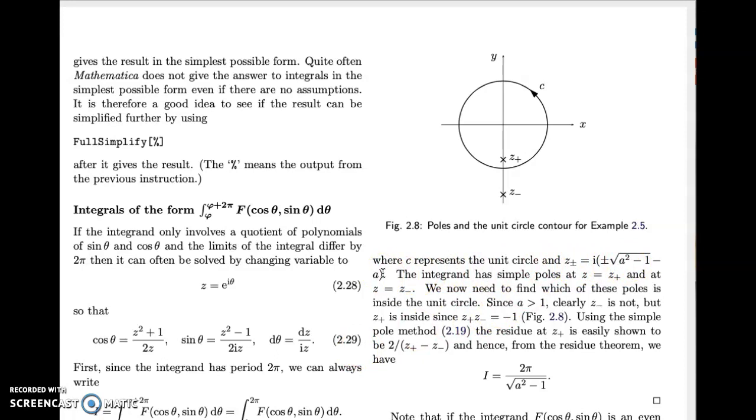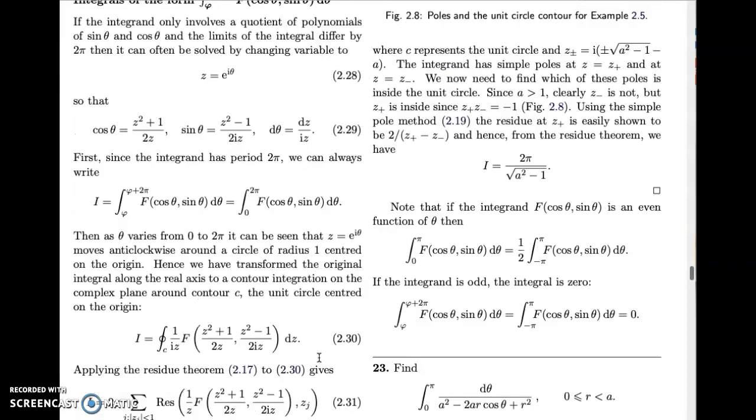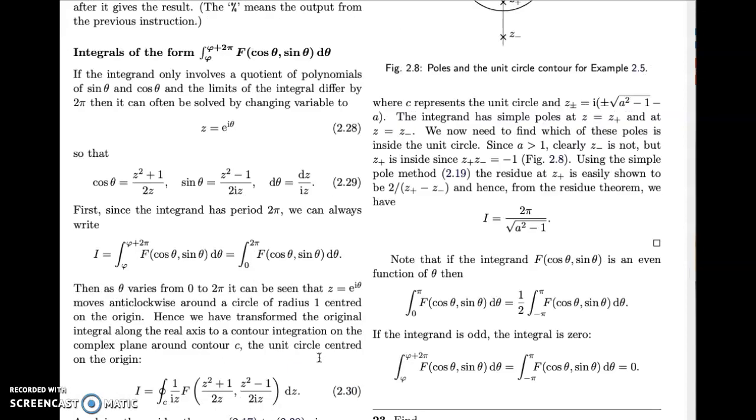So obviously you've got simple poles at Z plus and Z minus. We need to know where those poles are. Are they inside the unit circle or outside? Okay, so we look at this. We remember that A is larger than 1. So if we look at minus 1 minus root, the Z minus, then we've got minus 1, and we've got minus something minus 1. So obviously that's going to be outside the unit circle.